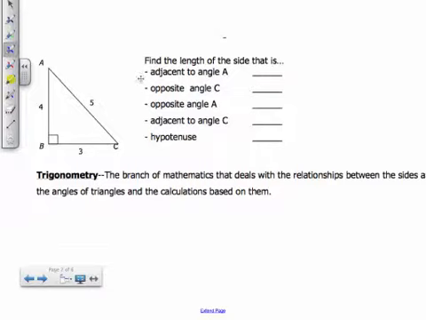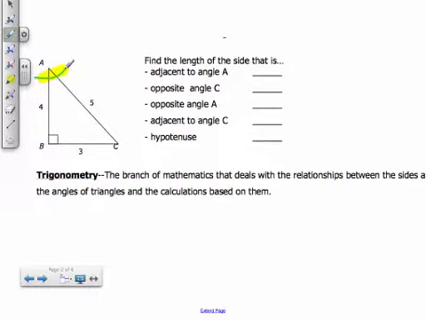So if you look at the word adjacent, hopefully you know that adjacent means next to. So we're going to find the length of the side that is adjacent to angle A. So here we've got angle A right here, okay? So we're going to be taking a look at this angle right here, and I'm going to look for the side that's adjacent to it.